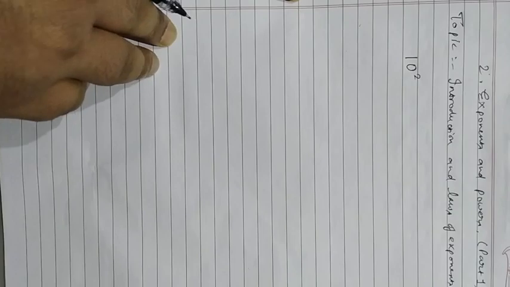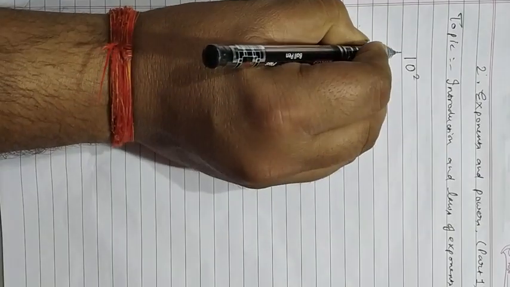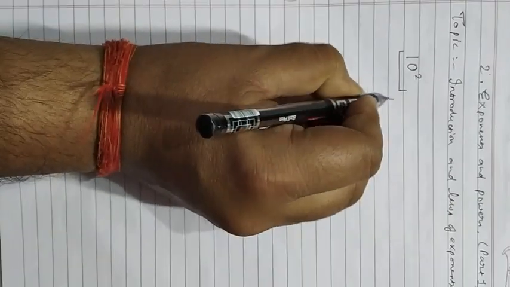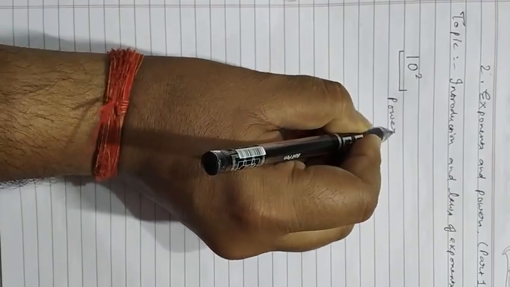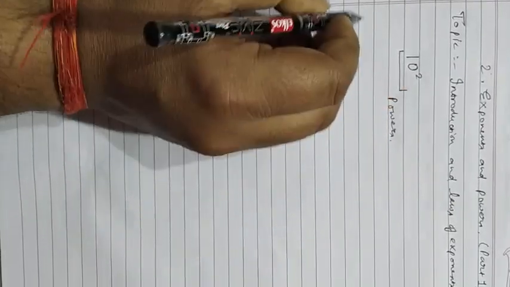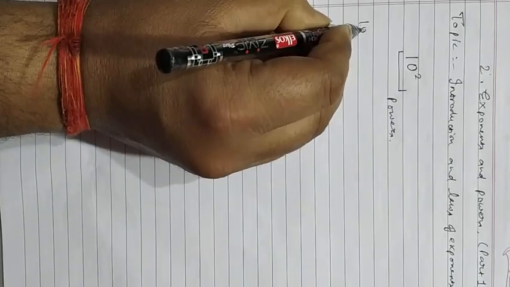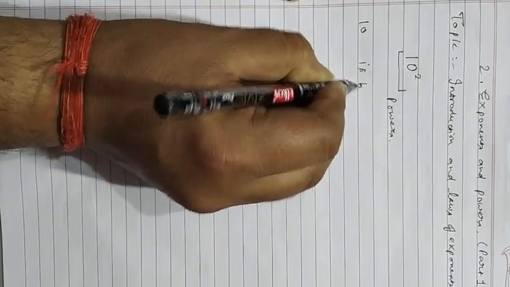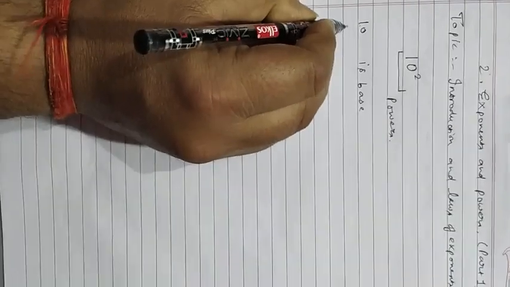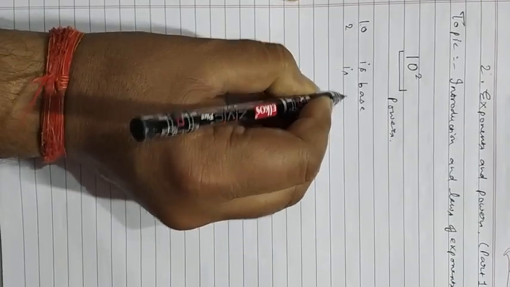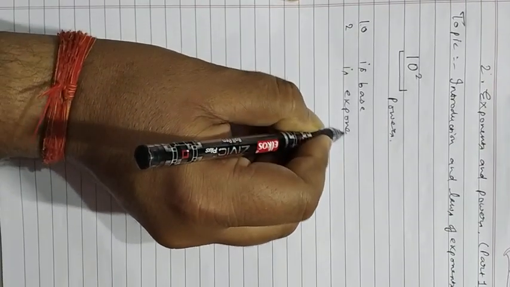Students, you come across this type of expression in this chapter. This expression is called powers, where 10 is called the base and 2 is its exponent.